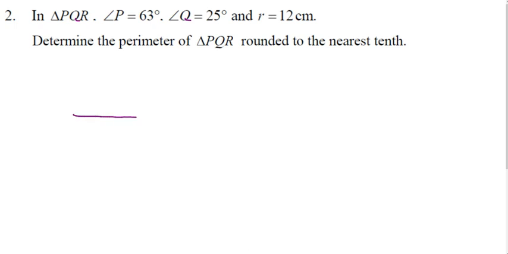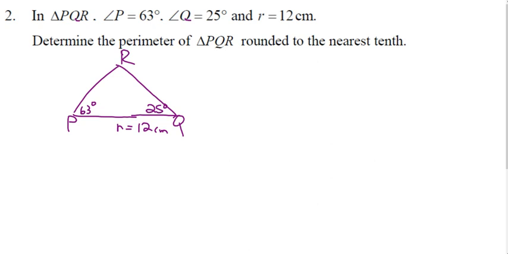Angle P is 63 degrees, so let's go here. That's P, and Q is 25 degrees, so I need that to be relatively, that'll be too big, so we'll go up here. Okay, there's Q. So here's 63 degrees, 25 degrees. Here's R. Little r is 12 centimeters. And we are to determine the perimeter, which means we need to find all three sides.